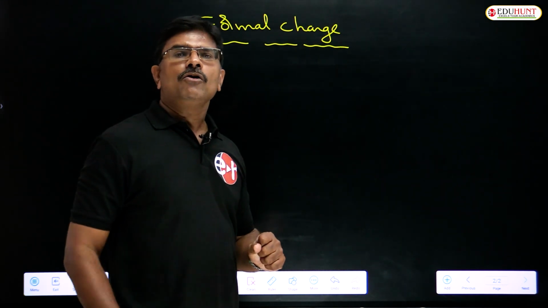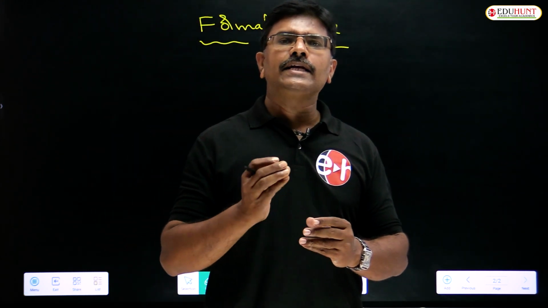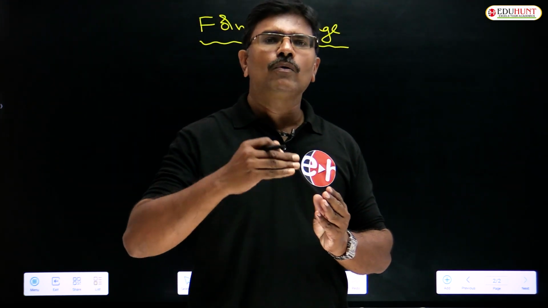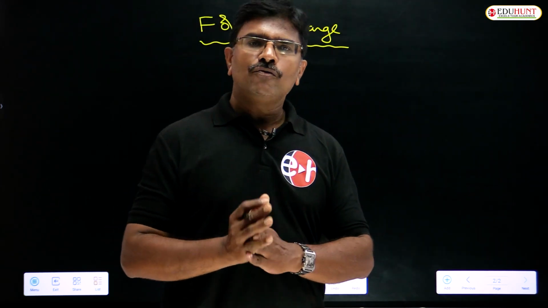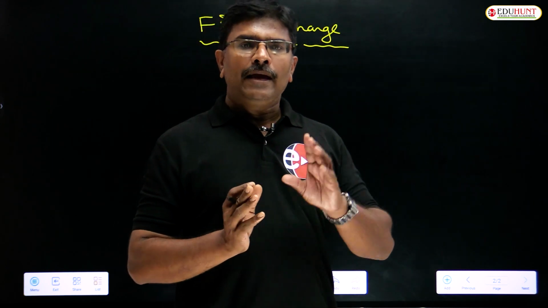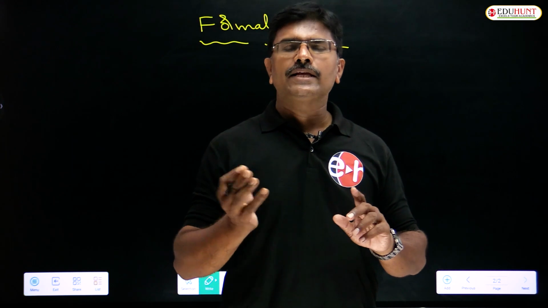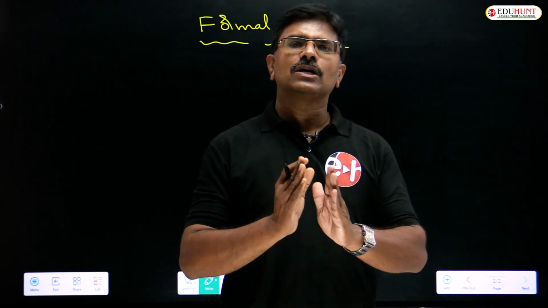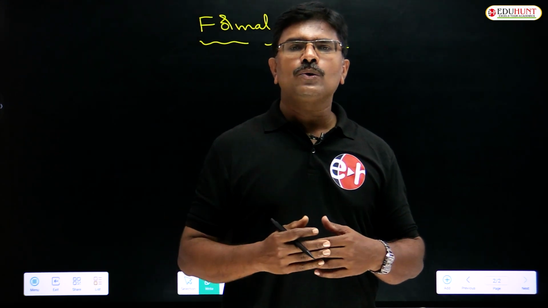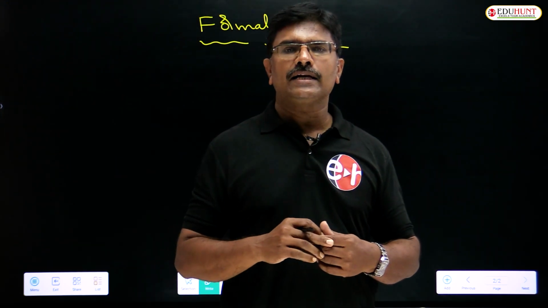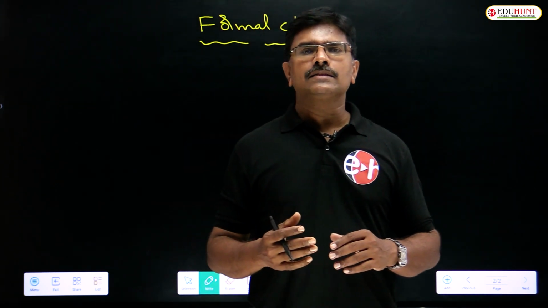Let us observe. The formal charge definition says that it is the arbitrary charge developed on an atom in a particular covalent molecule formation. That means every atom has a certain number of valence electrons. For example, nitrogen has 5 valence electrons. Oxygen, because it is a 6th group element, has 6 valence electrons. These are the valence electrons.